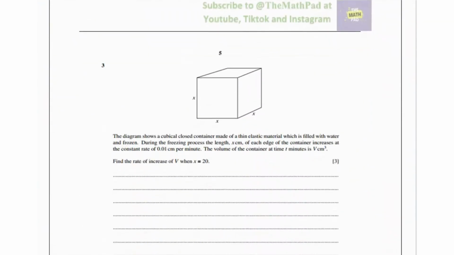And then you can see that the diagram shows a cuboid closed container made of a thin elastic material which is filled with water and frozen. During the freezing process, the length x centimeters of each edge of the container increases at the constant rate of 0.01 centimeter per minute. The volume of the container at time t minutes is V centimeter cube. Find the rate of increase of V when x is 20.